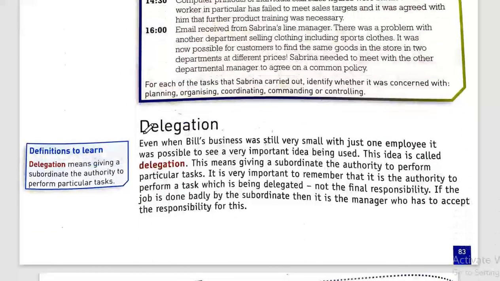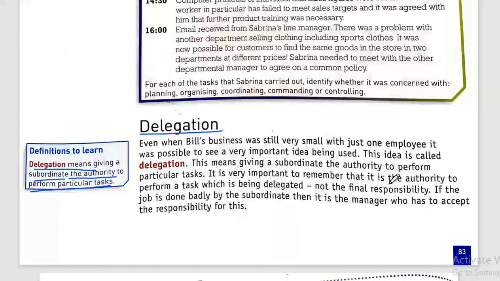Now let's talk about delegation. So what is meant by delegation? It's giving a subordinate, someone who is at a lower level in the hierarchy, the authority to perform a particular task. So in order to do the delegation, it means I'm giving someone who has a lower level in the hierarchy the authority to do a particular task that the manager supposedly should be doing.